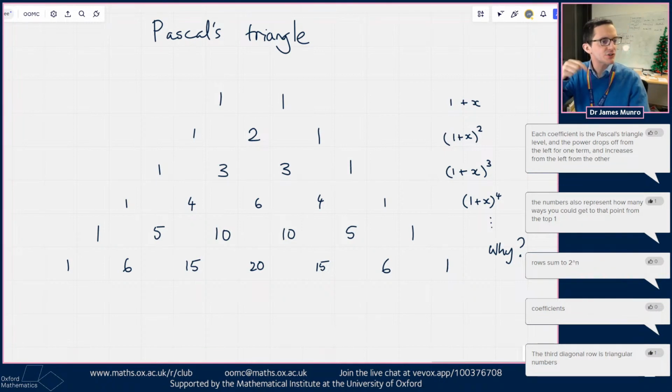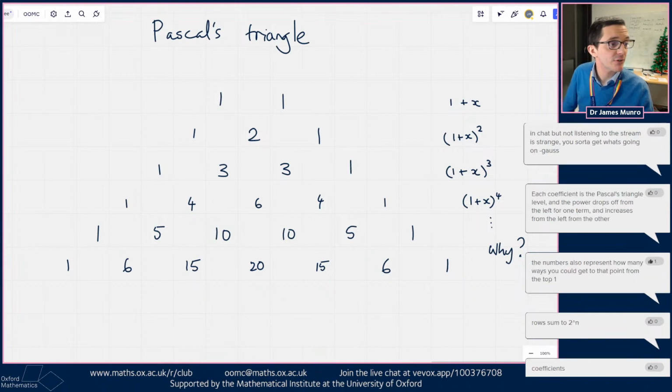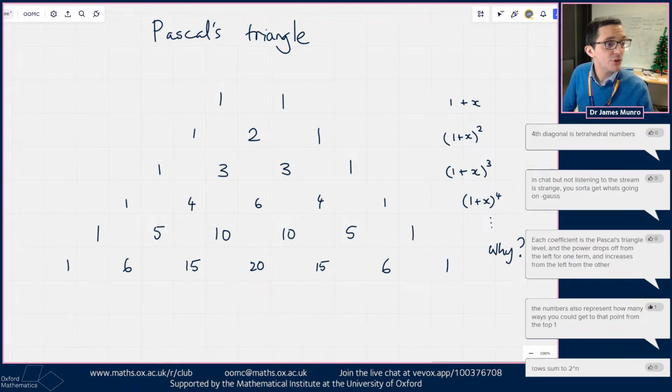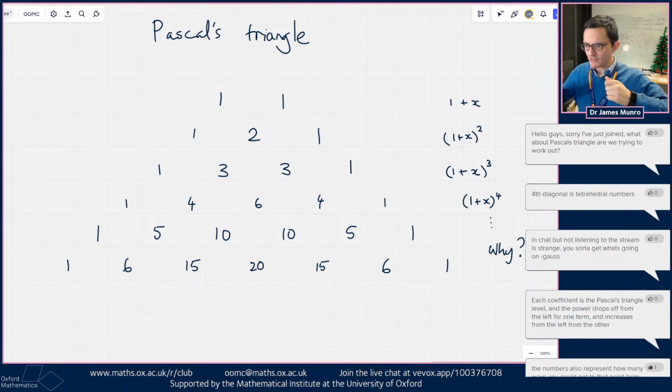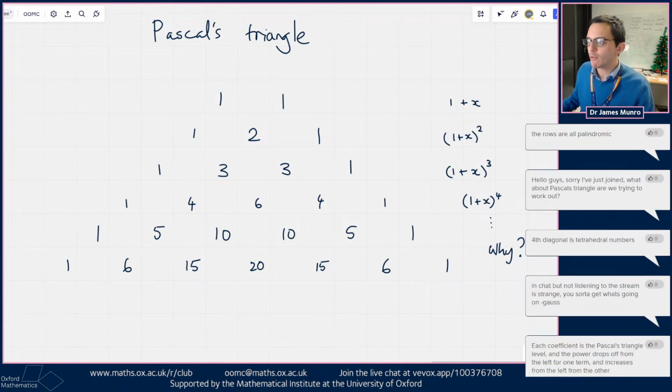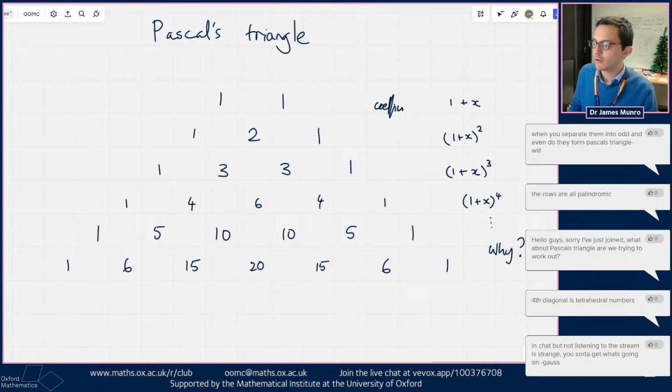Yeah, okay, here's a description, I like this. The numbers also represent, I'm going to come back to this as well. Each coefficient of Pascal's Triangle is the Pascal's Triangle level, and the power drops off from the left from one term and increases to the left from the other. Okay, so these correspond to the different coefficients for different powers of x. I kind of agree. What are we trying to work out? We're trying to work out why the numbers are the coefficients of these powers, which is maybe something you were told at some point.